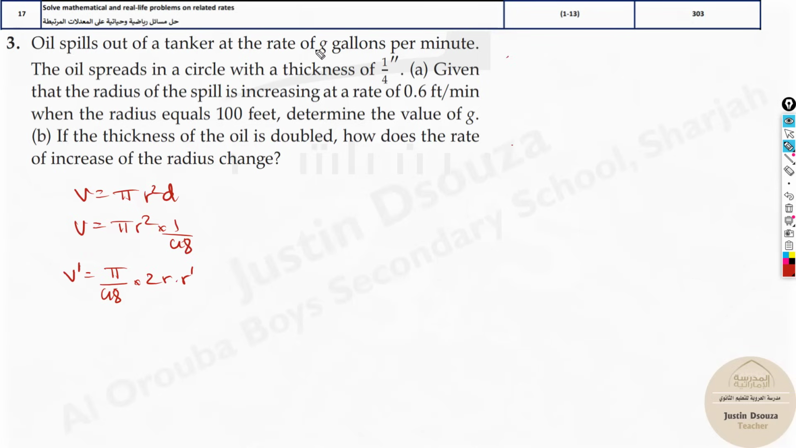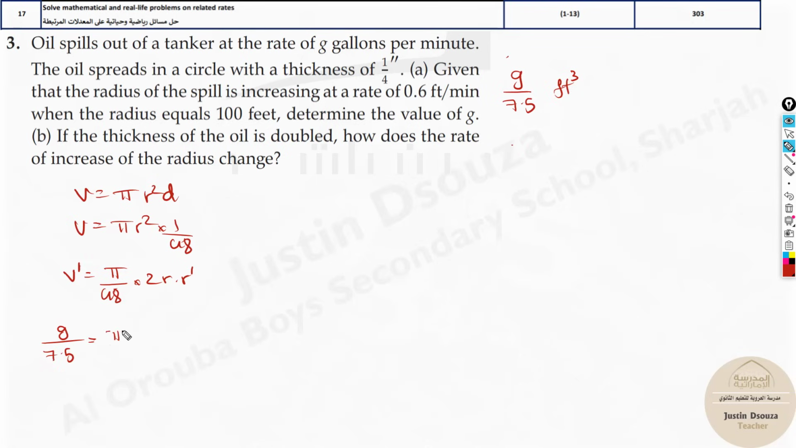Now, what is G? G is the rate of volume, right? Now, over here, let's write G divided by 7.5. Why? Because the radius over here is in terms of feet. Now, what did we do with the thickness? We converted into feet. So this one, G is in terms of gallons, just divide by 7.5, it'll be in terms of feet cube. Okay? So V dash is G divided by 7.5.